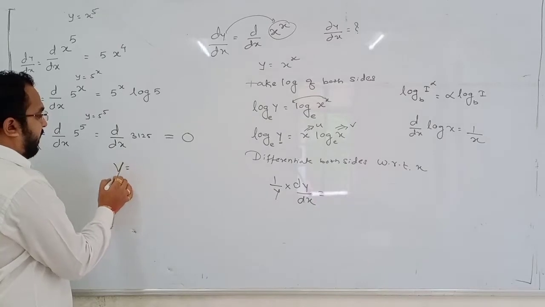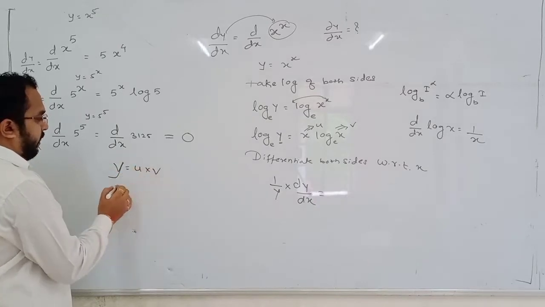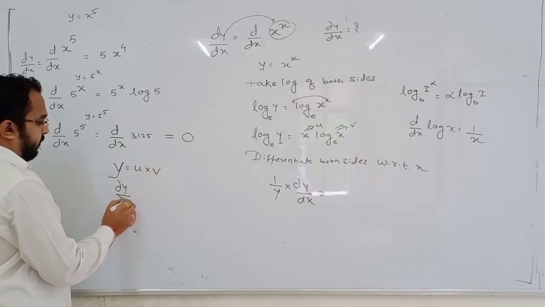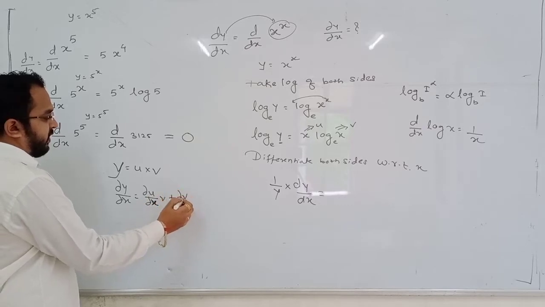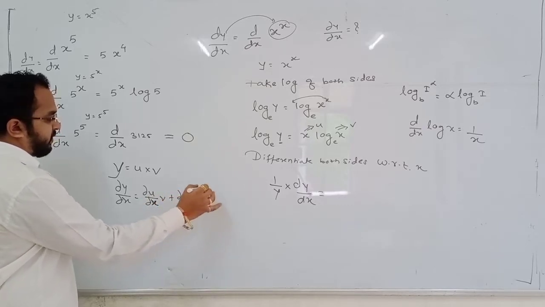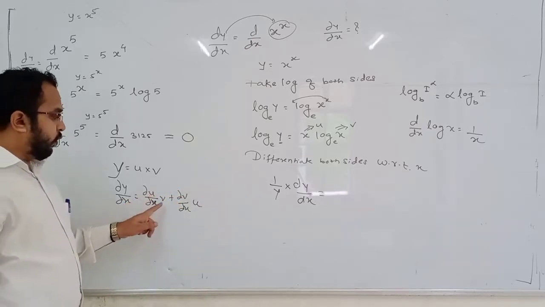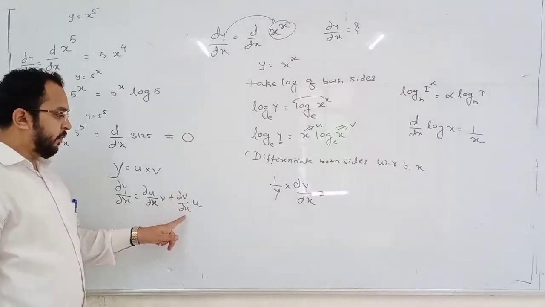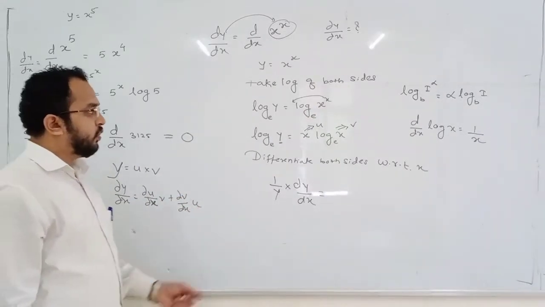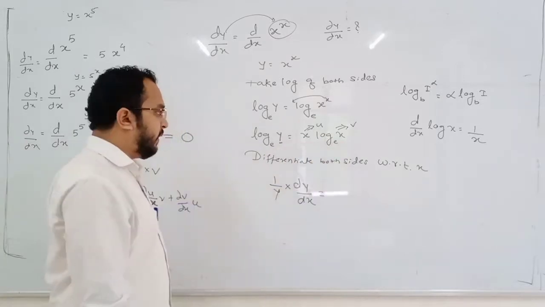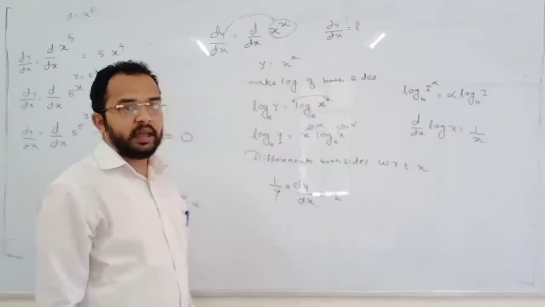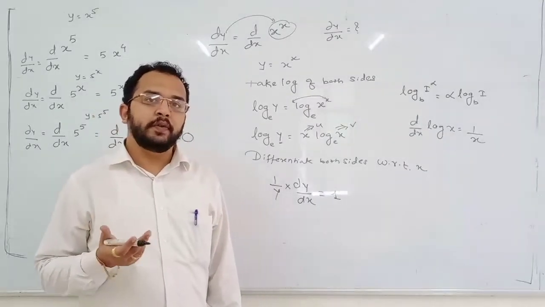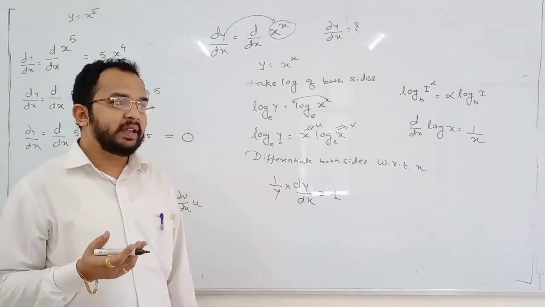If y is equal to u into v, then differentiation is equal to differentiation of first, second as it is, plus differentiation of second into first as it is. Differentiation of u, v as it is, differentiation of v, u as it is. So this is u, this is v. Differentiation of x is 1. Okay, 5x 5, 4x 4, ax a, so 1x 1.